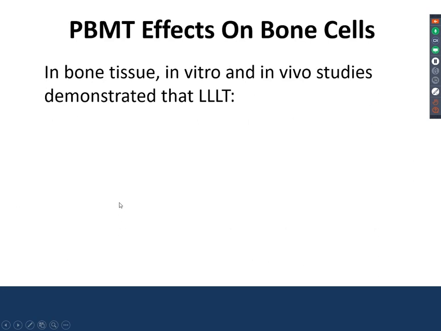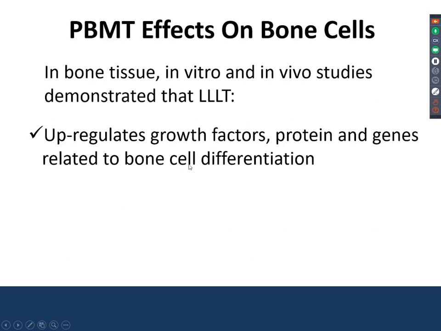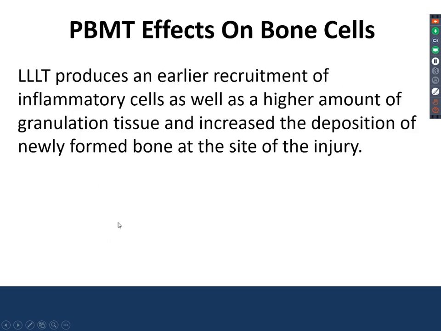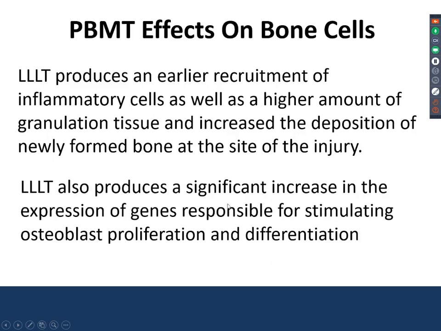osteocyte proliferation. So in bone tissue specifically, it can help upregulate growth factors, different proteins and genes, specifically with respect to bone cell differentiation. This will lead to osteoblast proliferation and activity. So specifically, it's going to have an earlier recruitment of inflammatory cells, as well as a higher granulation tissue, and this can lead to a quicker callus formation at the site of the fracture.